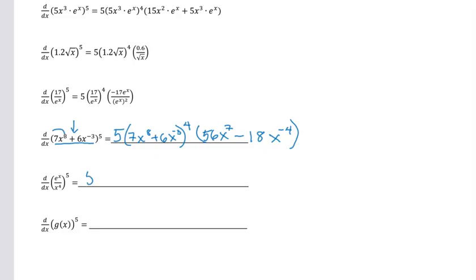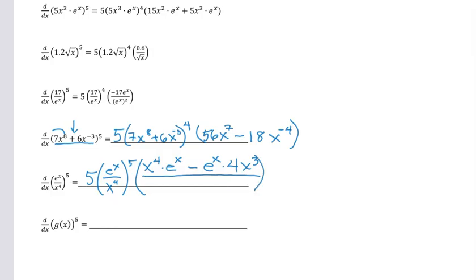For the next one, again, drop the 5 down, leave the inner function alone, and then multiply by the derivative of the inner function. E to the x over x to the 4th, we're going to need the bottom times the derivative of the top minus the top times the derivative of the bottom, which is 4x cubed. And then that should all be over the bottom squared. X to the 4th squared is x to the 8. So something like this.